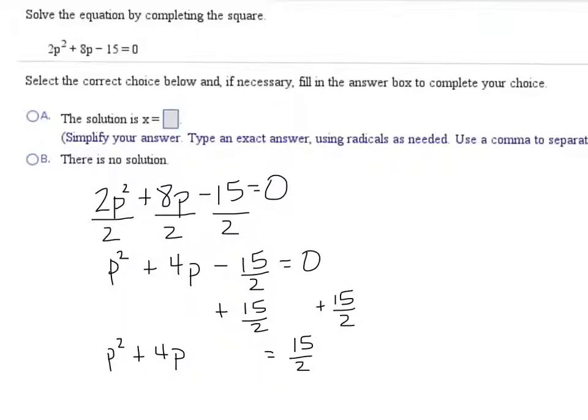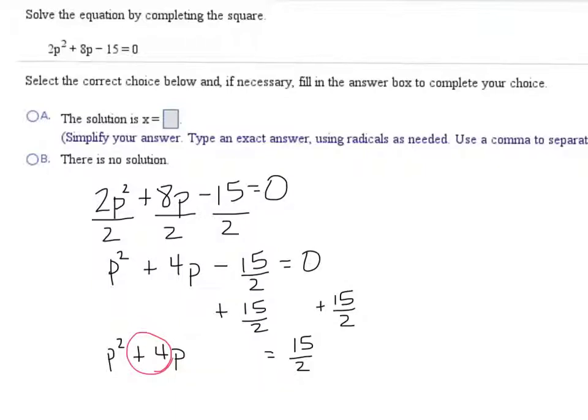Now we need to decide what we're going to add here, and we'll have to add it on both sides. You can't just add on one side of an equation and not on the other. That would make it not equal anymore. So we have to decide what we're going to add here that will make this side a perfect square. To do that, we're going to take the coefficient of the p term. You could have x's if you had x squared and x. But you take the coefficient of that term and you divide it by 2.